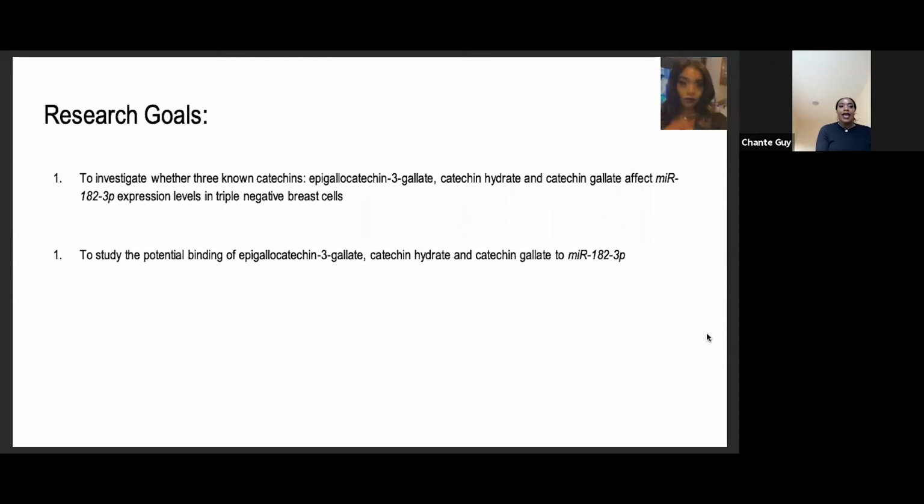catechin gallate, and catechin hydrate, affect expression levels of microRNA 182 3P in a triple negative breast cancer cell line, and whether we could predict that this happens through direct interactions between these chemicals and this microRNA. It is important to note that triple negative breast cancer cells are the most aggressive form of breast cancer, and that there are very few treatments for this type of cancer due to the absence of the 3 hormones targeted during hormonal therapy. These research questions have not been investigated before. Next slide.